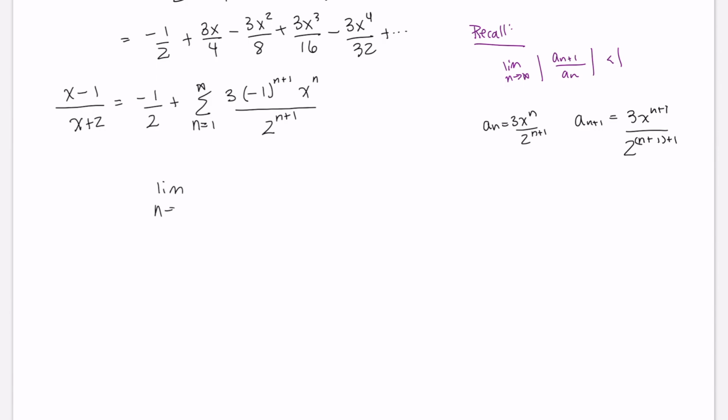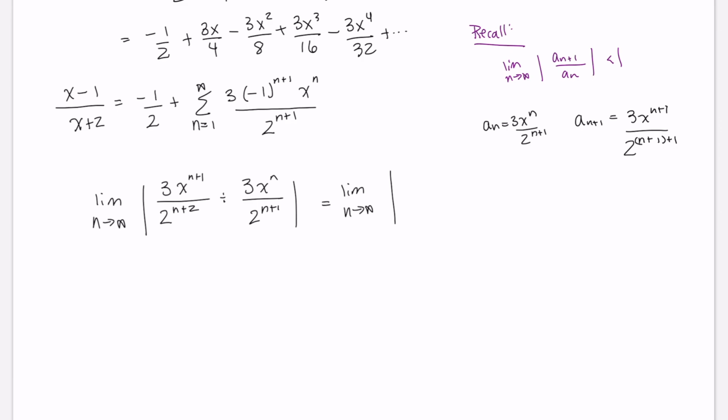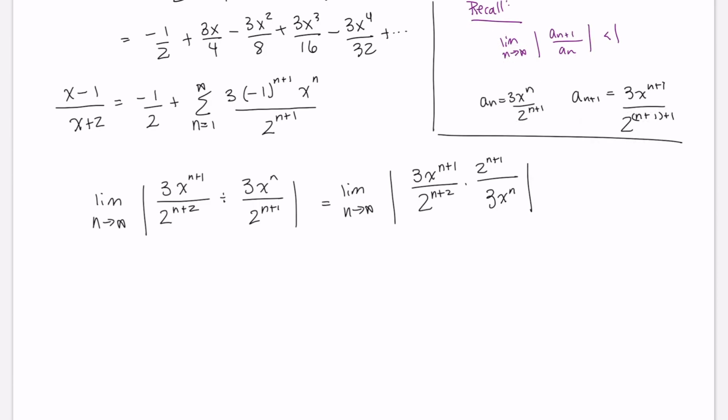So let's look at the limit as n approaches infinity of the absolute value of 3x to the n plus 1 divided by 2 to the n plus 2. And then, of course, we want the quotient of this with the a sub n term, so that's divided by 3x to the n over 2 to the n plus 1. So this is the limit as n approaches infinity of the absolute value of 3x to the nth plus 1 power over 2 to the n plus 2 times 2 to the n plus 1 power over 3x to the n. All right, now this is done.